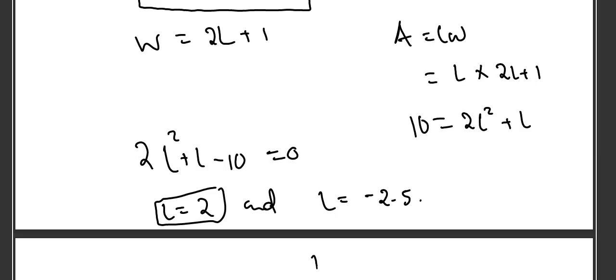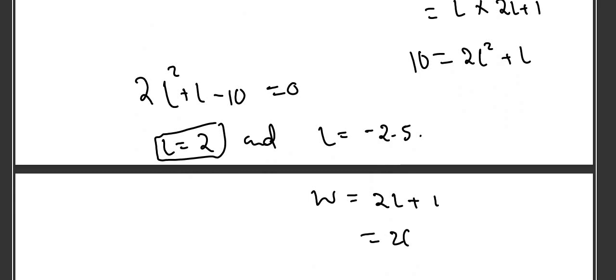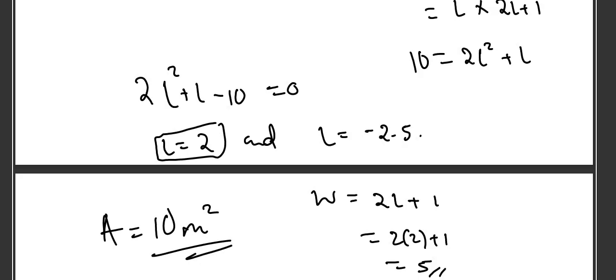So once you get your length, the width can be gotten, because the width was just 2L plus 1, right? So this is going to be 2 by 2, then plus 1. This will simply give you a 5, which makes sense because the area was 10. So 2 by 5, right? Yeah, the area was this. So the dimensions are supposed to be this.